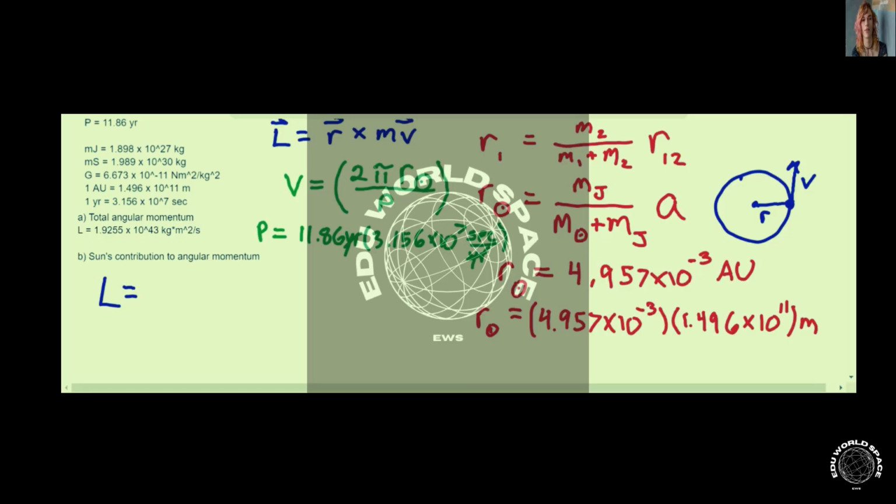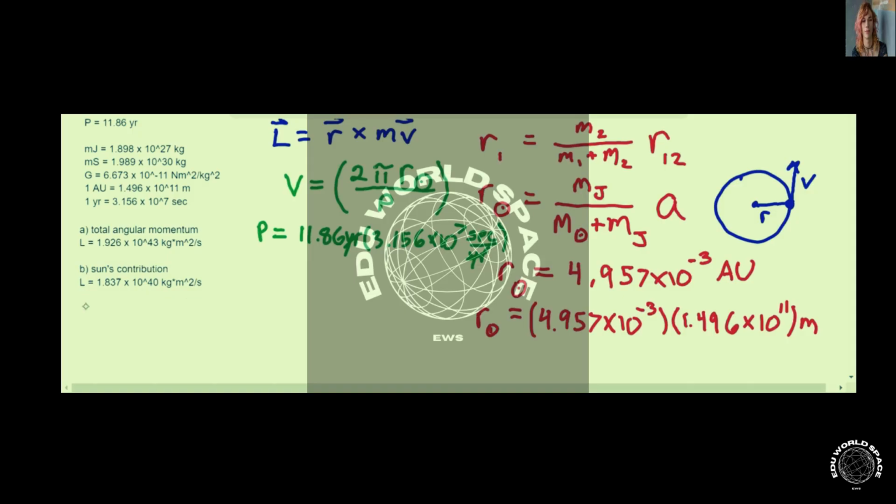So we can just multiply the radius of the sun's orbit, which is right there, multiplied by the mass of the sun, which we have over here, multiplied by the velocity, or average velocity, which will be given by this equation with all the appropriate unit conversions. And then we can just go ahead and plug those numbers in, and we get this answer right here, 1.837 times 10 to the 40th kilogram meters squared per second. And that is the sun's contribution to the angular momentum.